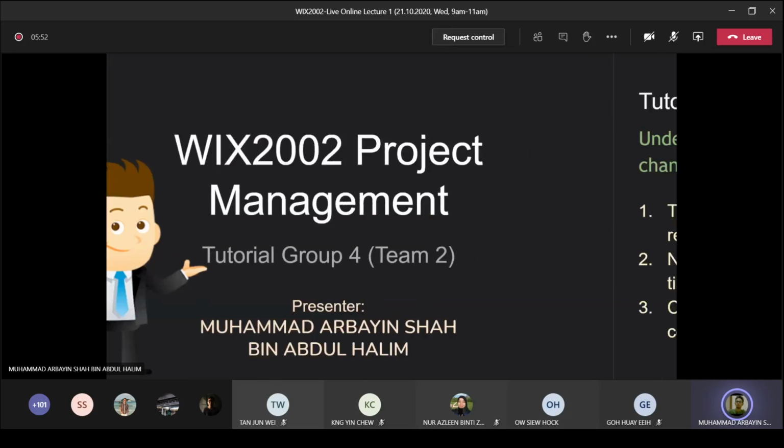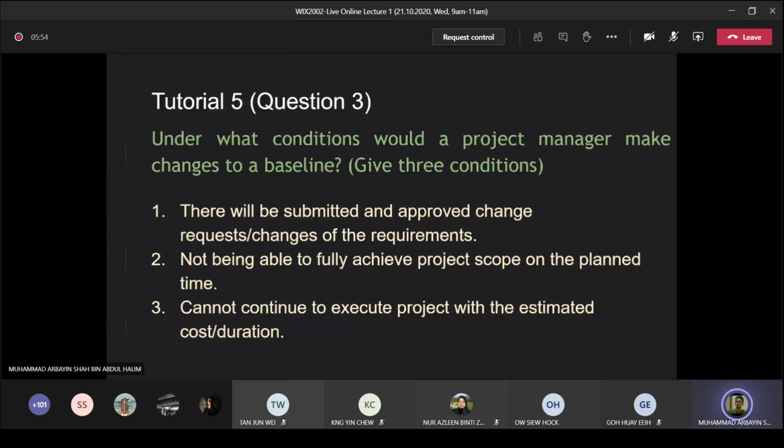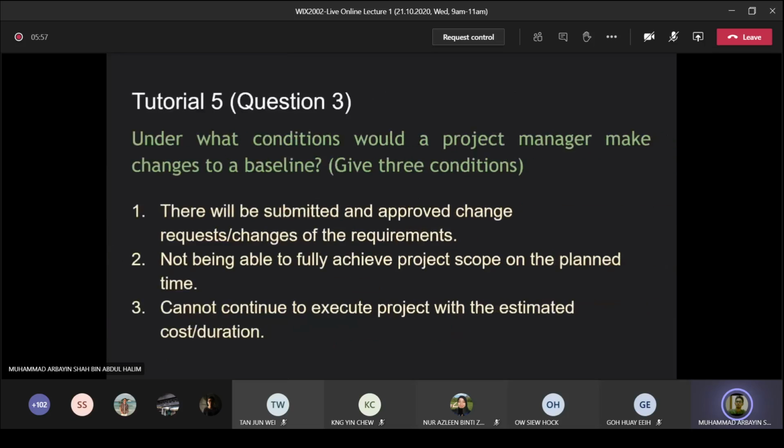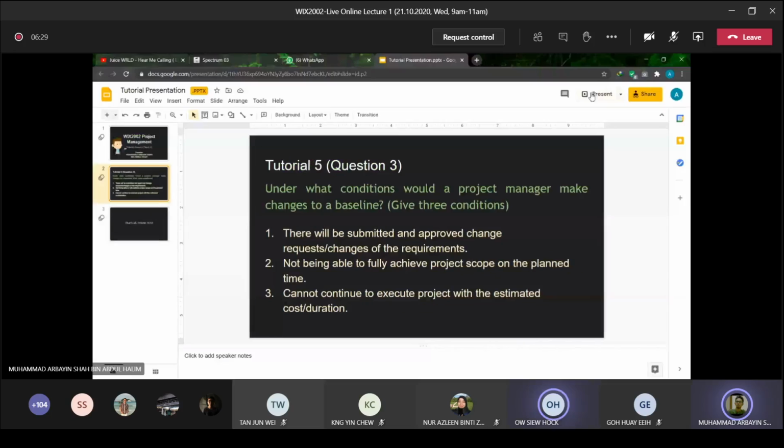The question is, under what condition would a project manager make changes to a baseline? And there are 3 conditions. The first one is when there is a submitted and approved change request for changes in the requirements. The second one is not being able to fully achieve the project scope in the planned time, and the third one is the cost duration. Okay, thank you. Alright.